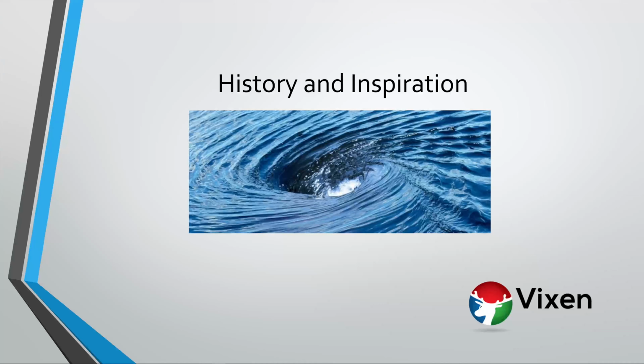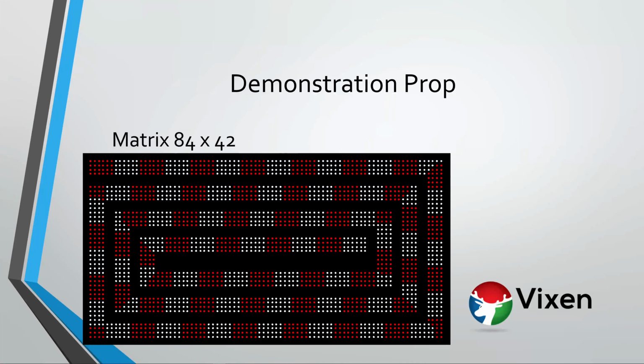In this video, we are going to demonstrate the new Vixen Whirlpool Effect. The concept for this effect was captured back in 2016 by one of the Vixen developers. The inspiration for this effect is a real-life whirlpool, but since pixel matrices are often rectangular, this effect is going to model the whirlpool concept using rectangular whirls. In this video, we are going to be using an 84 by 42 pixel matrix to demonstrate the effect.